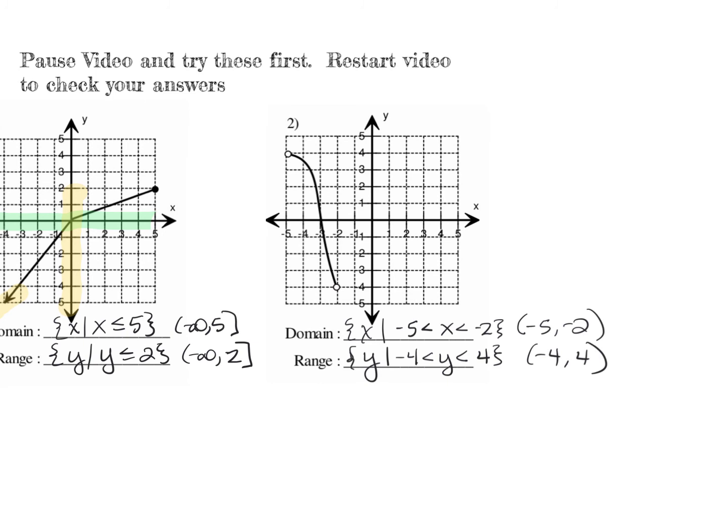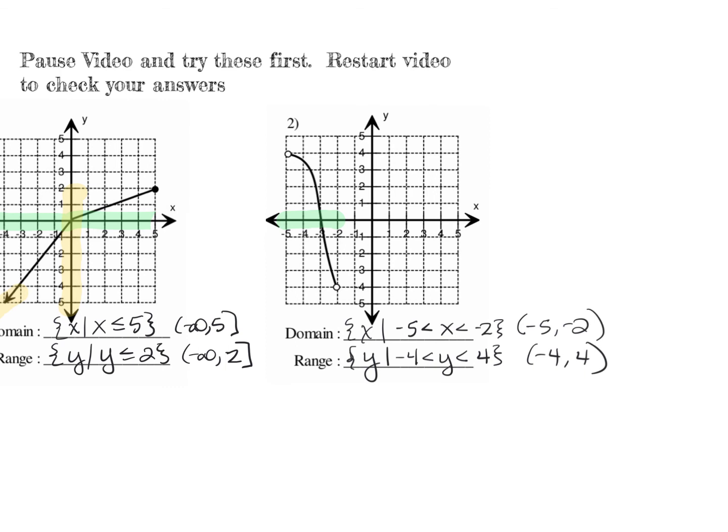So on number 2, if I look at it and I collapse it down to the x-axis, it's only using these values from -5 to -2. So my notation needs to indicate that x is between -5 and -2. So this is that between notation to practice. Notice it's not or equal to's because it's open circles.